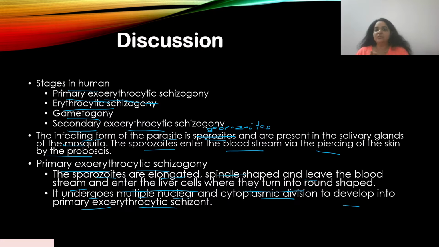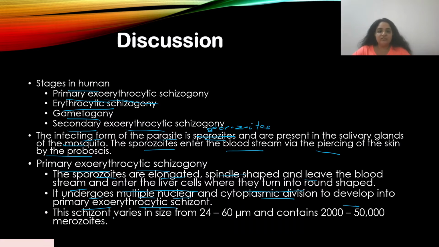We'll come to the erythrocytic part, which is very important. It's where we can see the clinical effect of malaria, but we'll come to that later. The schizont varies in size from 24 to 60 micrometers and contains 20,000 to 50,000 merozoites. The schizont is circular shaped and there are merozoites present inside.